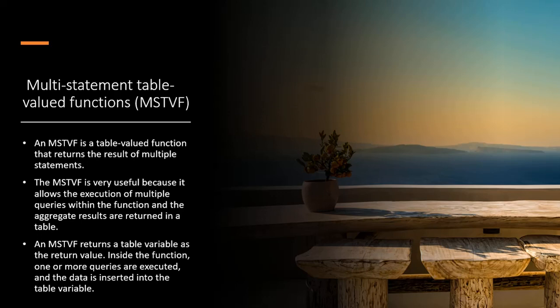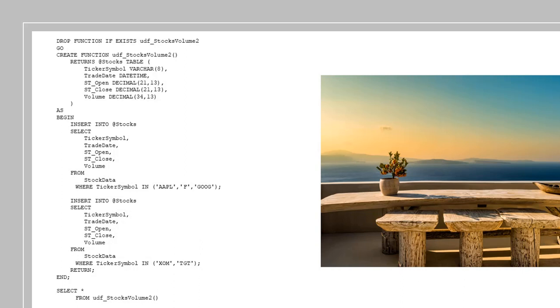So let's take a look here at a specific function. And I know the type is just a little small, but the function is called UDF stocks volume, and we create the function, and we're going to return a table right here. And it's a subset of some of the attributes in the stocks table. So this is what we're going to return, and this is the query that's going to build it.